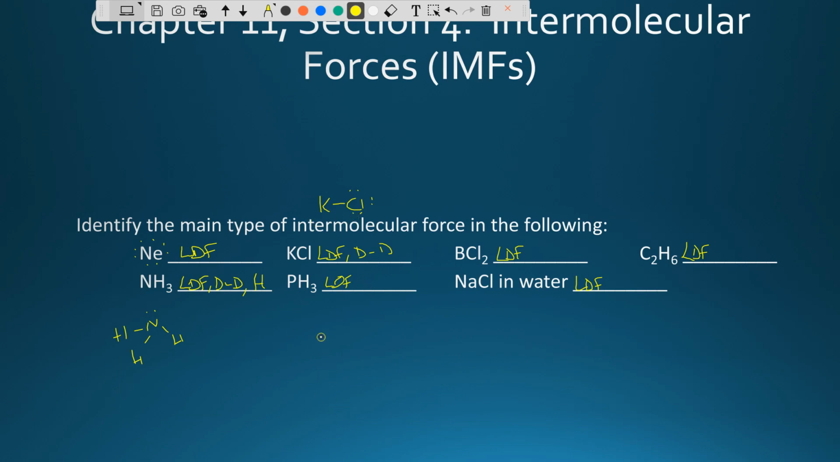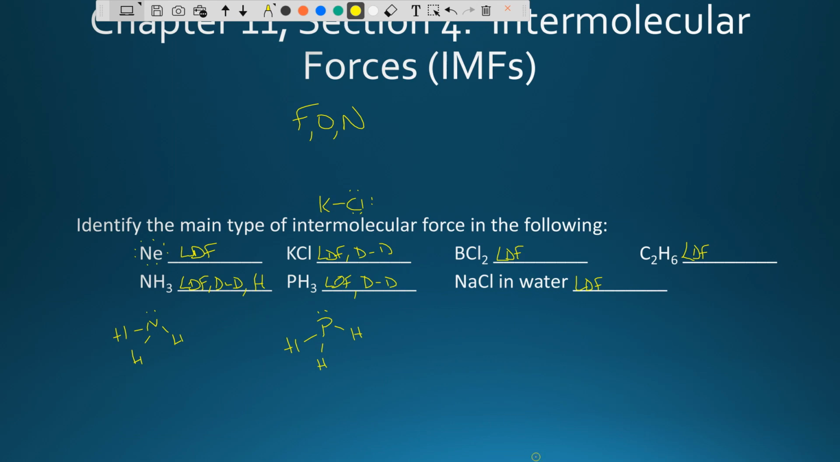Now we have also my phosphorus, or sorry, my phosphorus with my hydrogen. And be careful, I know I keep on saying phone, and we don't spell phone with a P in this case. Remember, we're only looking for fluorine, oxygen, and nitrogen. So I would have definitely polar. This is going to be dipole-dipole, but it is not hydrogen bonding.